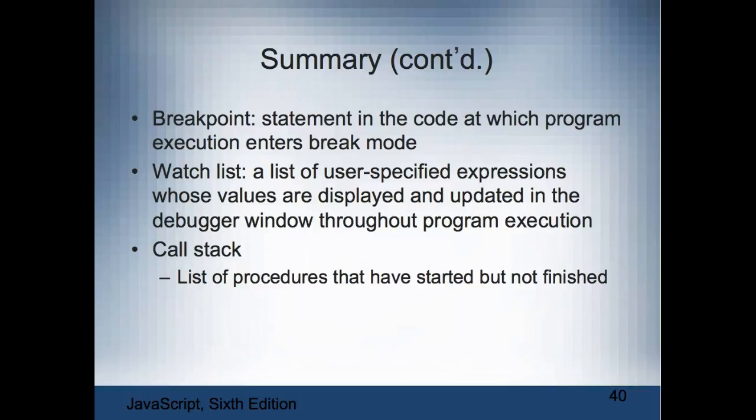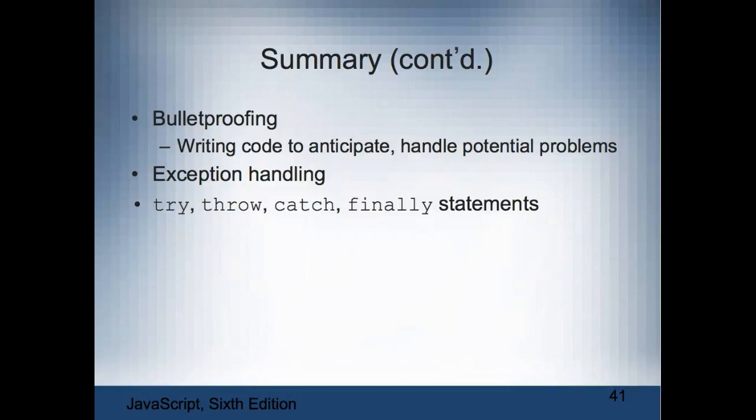Finally, the call stack is a list of procedures that have started but not yet finished. Bulletproofing refers to writing code that anticipates any potential problems and handles them. And exception handling uses our try, throw, catch, and finally statements to respond gracefully to any exceptions that are thrown.